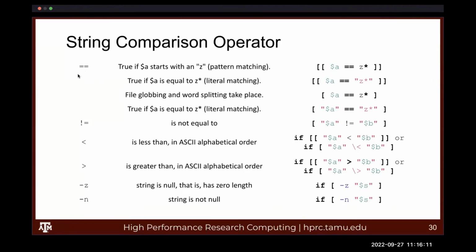So double equal signs can be used in a couple different ways. Here on the right, you can see some different usage of the double equal sign. True if the variable a starts with a z, in this case, the z wildcard within the double brackets. True if variable a starts with z star. So this is literal matching. So it's looking for z star.